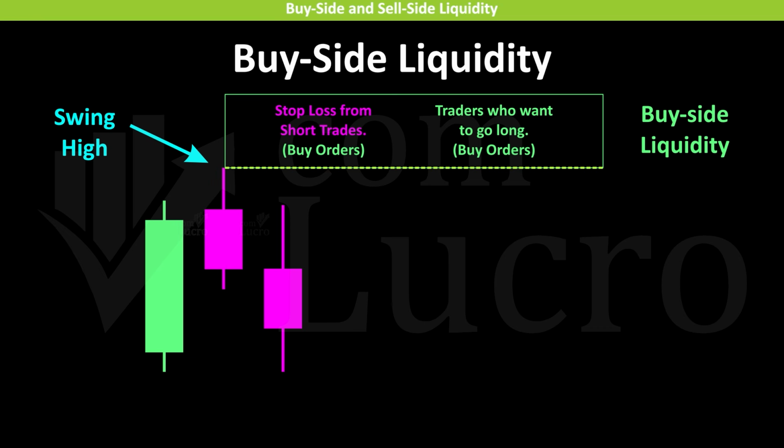These orders come from traders who are short and must buy to exit their positions, as well as from traders who want to enter long positions if price moves above the high. In ICT terms, this area is defined as buy-side liquidity.